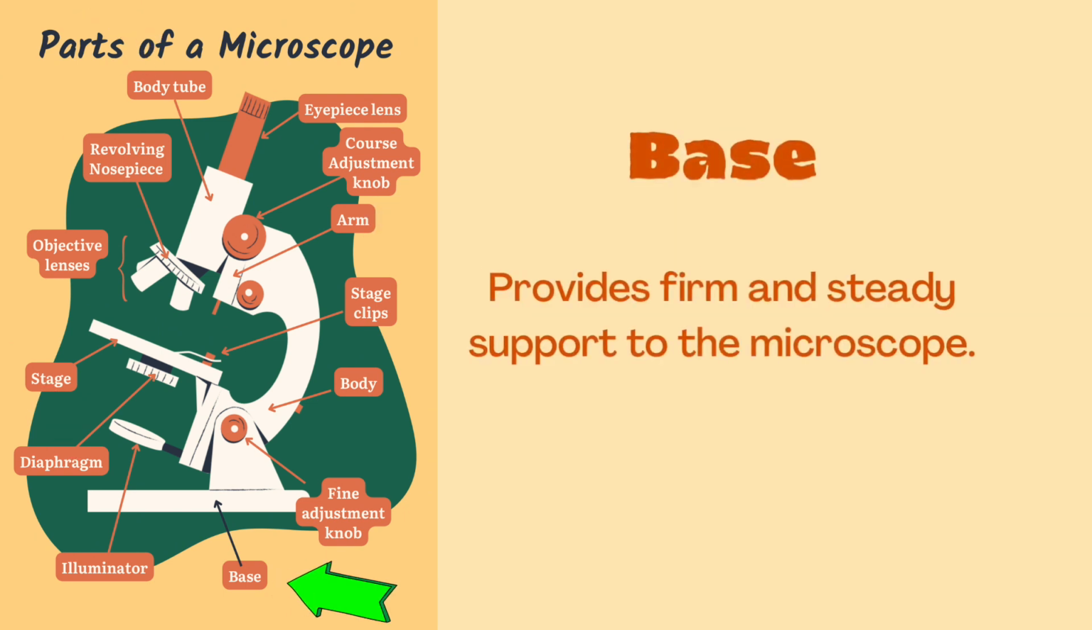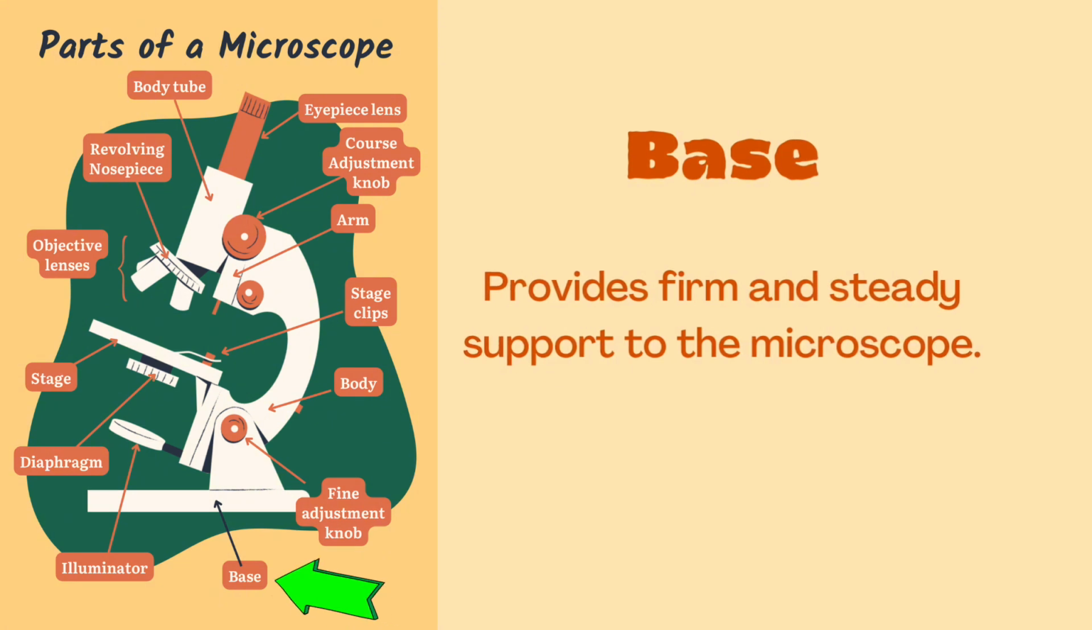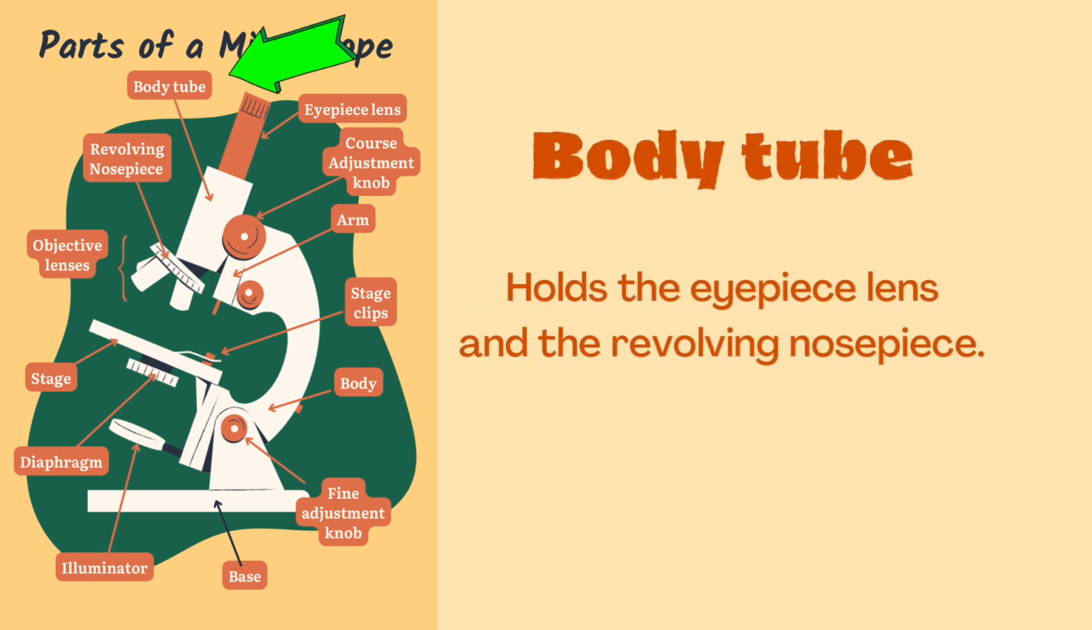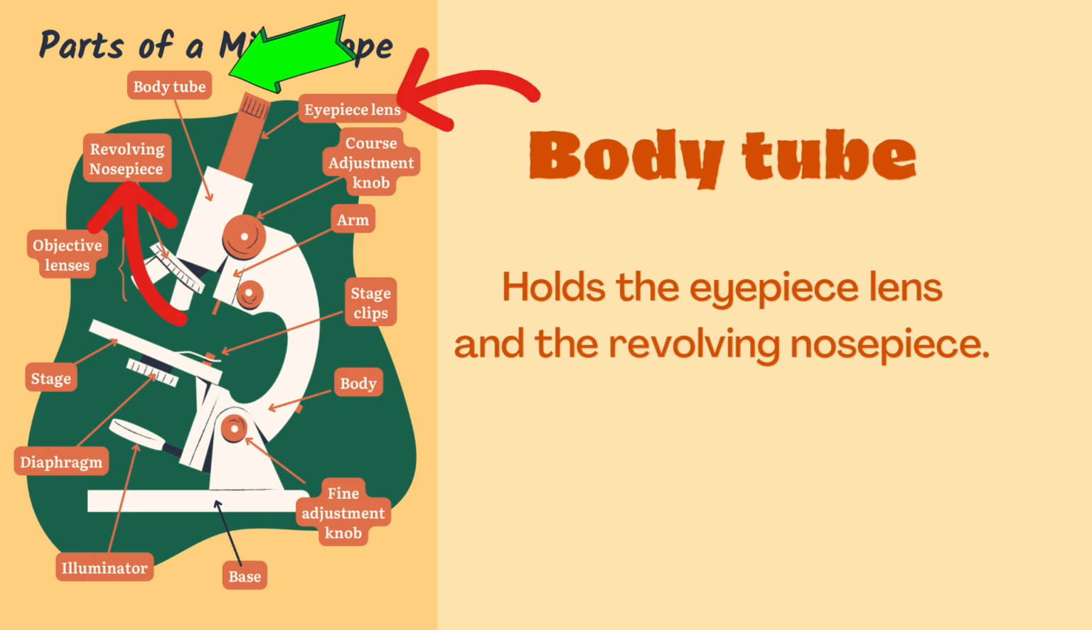Next, we're going to talk about the base. It provides firm and steady support to the microscope. The body tube. It holds the eyepiece lens and the revolving nosepiece, so that is its function.